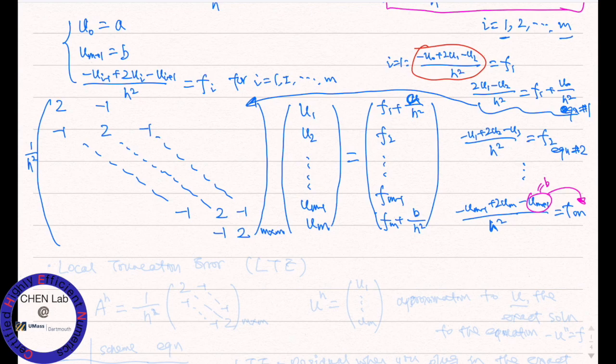So the next step is we do a little bit of analysis. This is so-called local truncation error, LTE, as we have done many times last semester. So what do we do? Remember, we plug in the exact solution into the scheme, okay, into the scheme. And call that tau i.